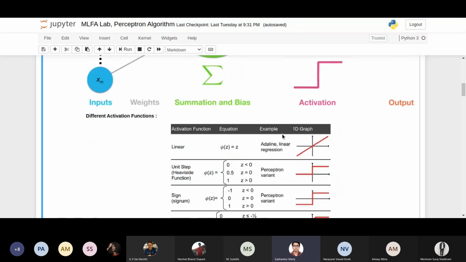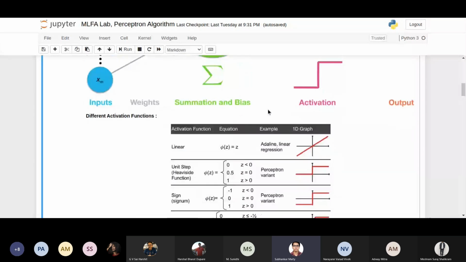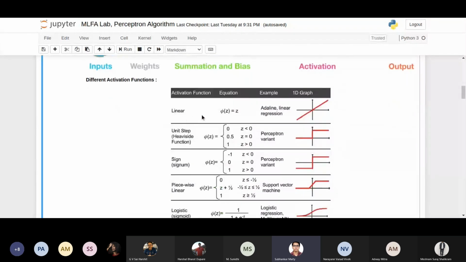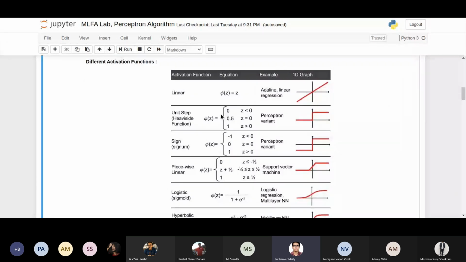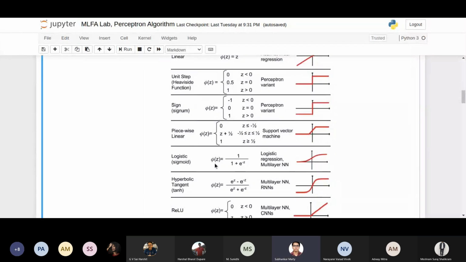You can see from this list that there are several activation functions, their equations, and examples. If you take this phi(z), or f(x), which is the same, and take the identity or linear function, it will act as Adaline or linear regression. And if you take the step function or threshold function, then it will act as a perceptron variant. Like that, there are several activation functions. For example, if you take f(x) equal to 1 divided by 1 plus e to the power minus x, then it will act as logistic regression.